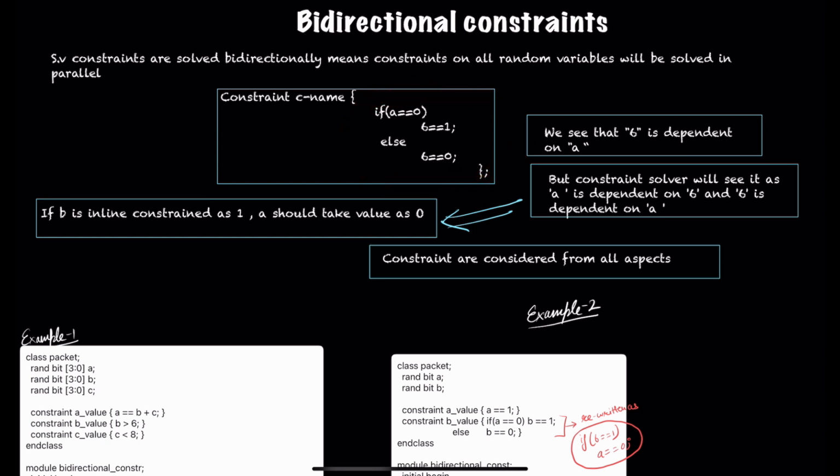Now we will see that B is dependent on A only. But that's not how the constraint solver will see it. The constraint solver will see it as A is dependent on B as well as B is dependent on A. So it goes both ways. B is also dependent on A and A is also dependent on B. And how does that happen? Let's see in the example.